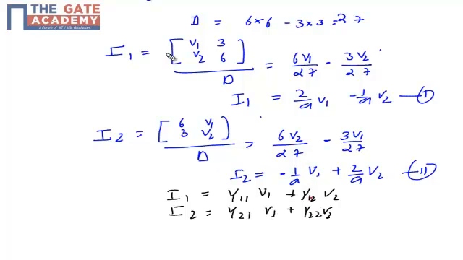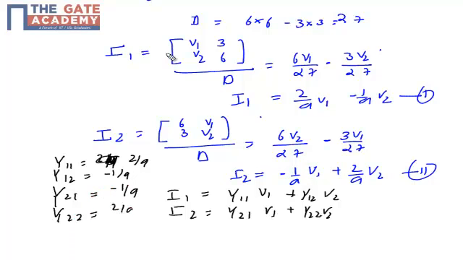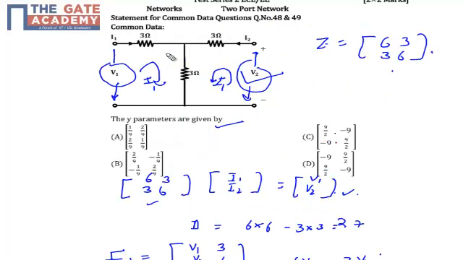Now if I compare these two equations with the above two equations, then I can get the values of y11 as 2 by 9, y12 as minus 1 by 9, y21 as minus 1 by 9, and y22 as 2 by 9. My matrix of the y parameters will be 2 by 9, minus 1 by 9, minus 1 by 9, and 2 by 9.